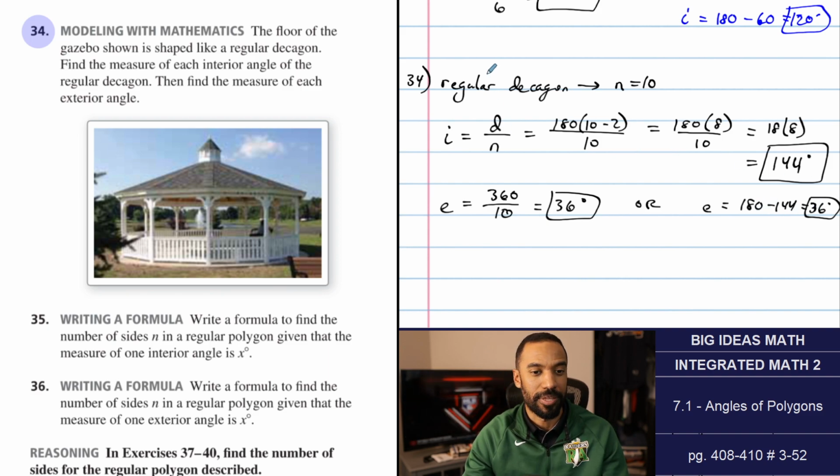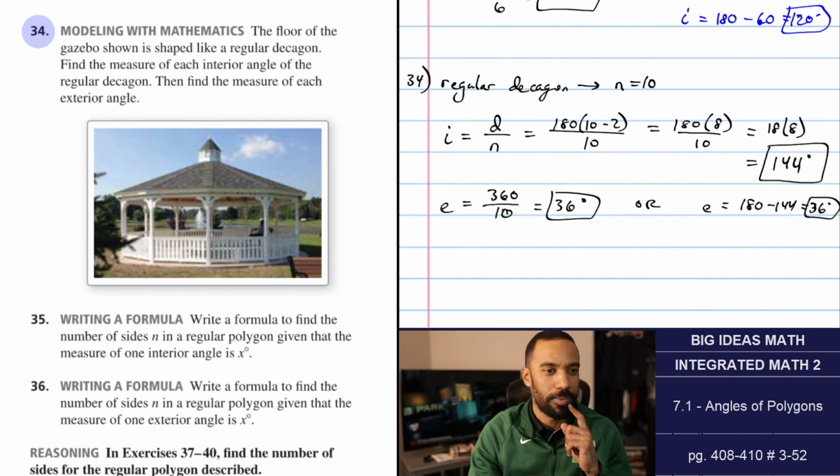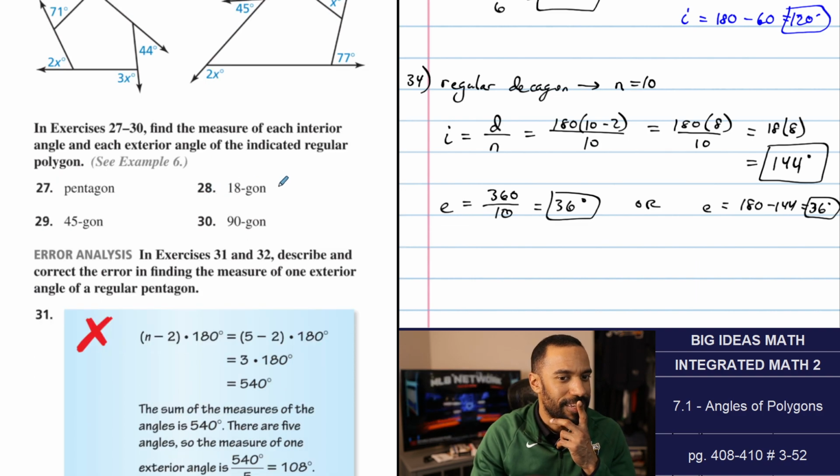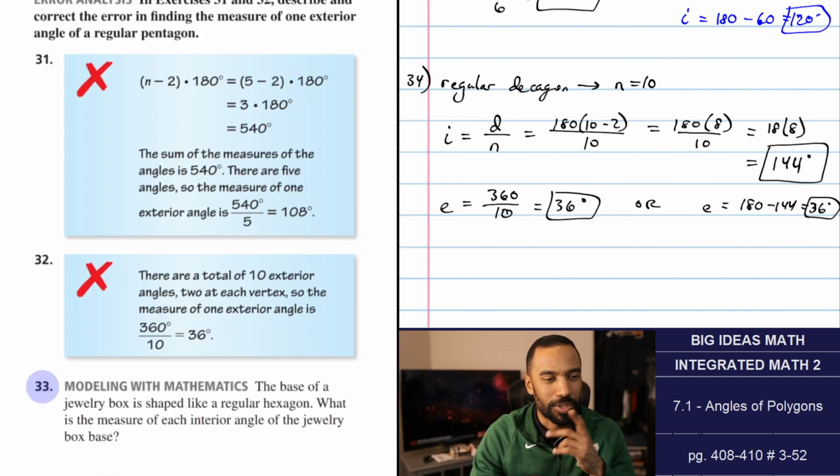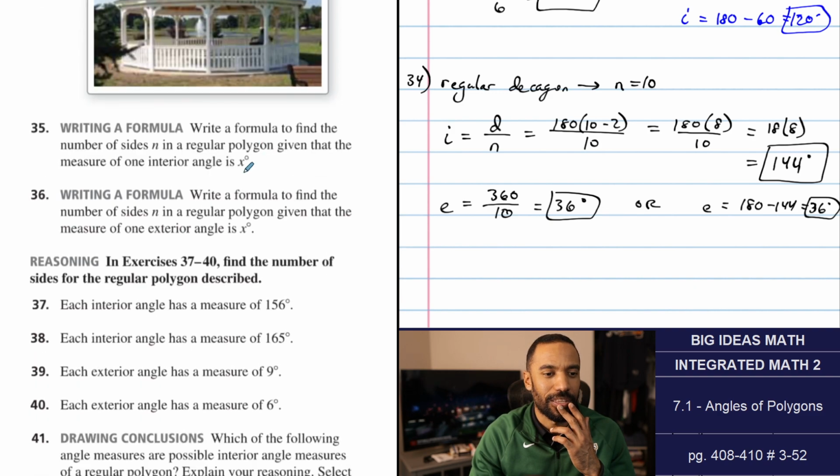You don't always do supplements. They did say find the exterior angle second. I hope they didn't for the other problems before that, because then no, they didn't. So I did it the way that I did it.